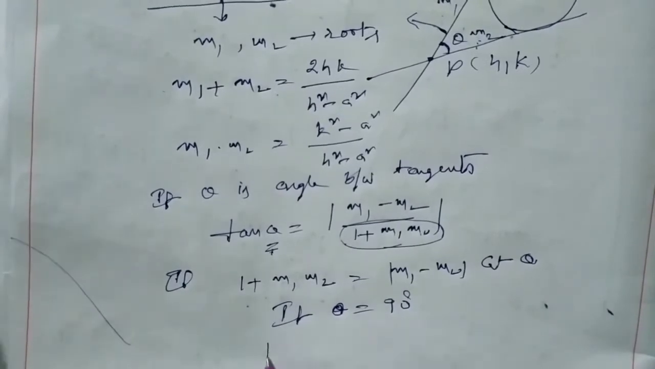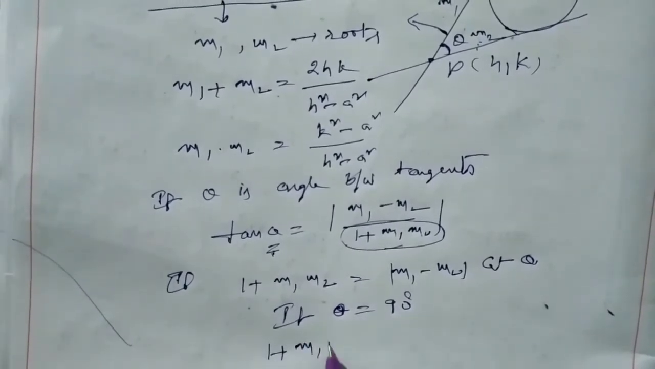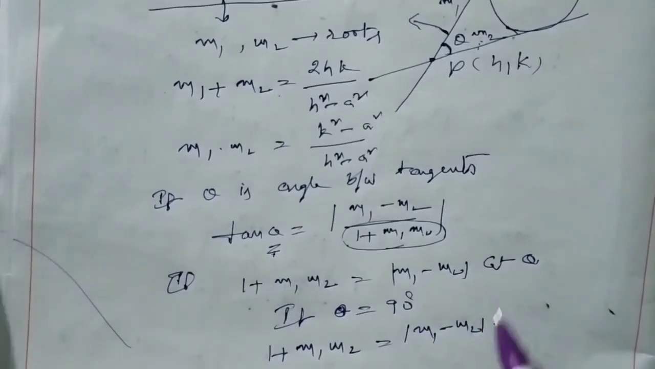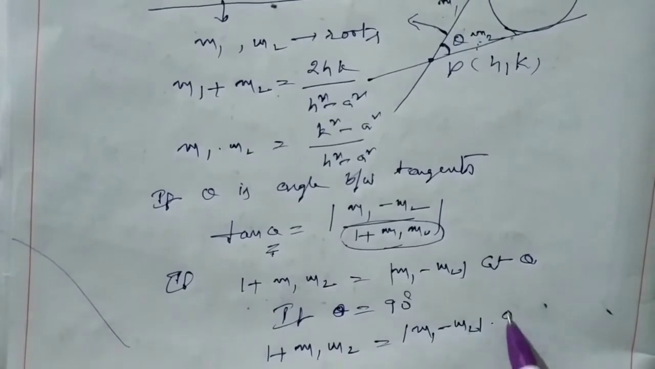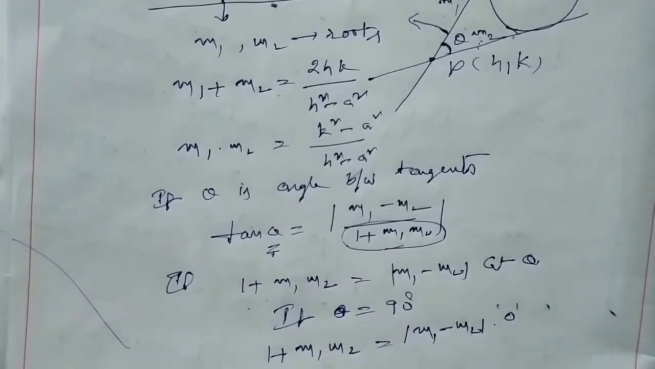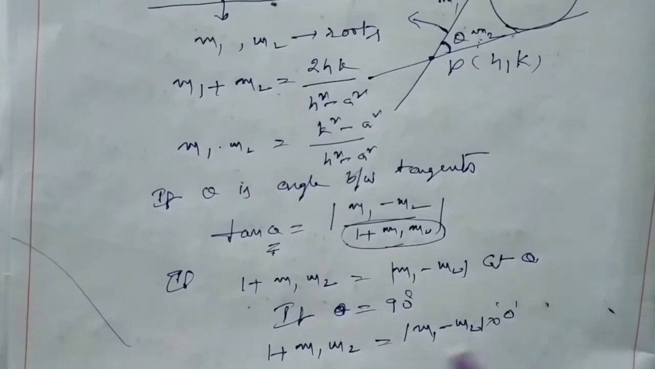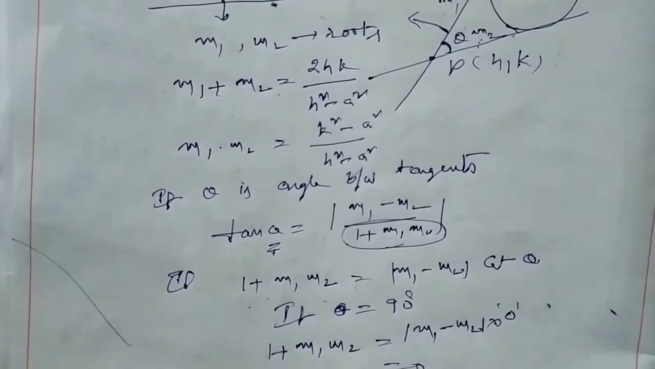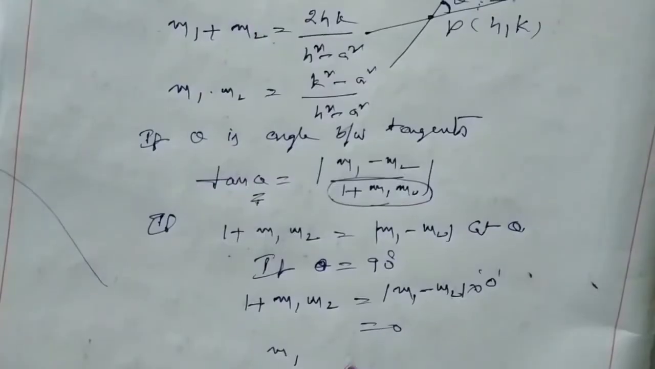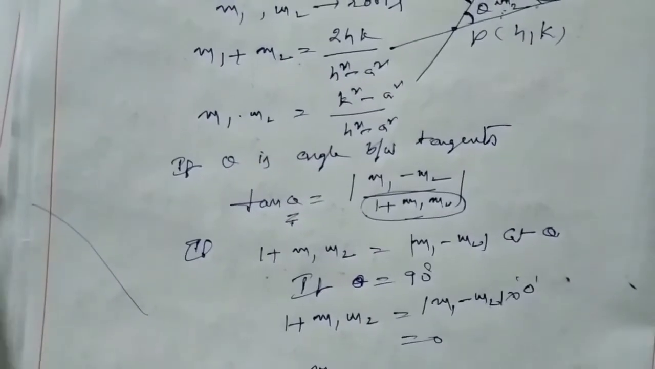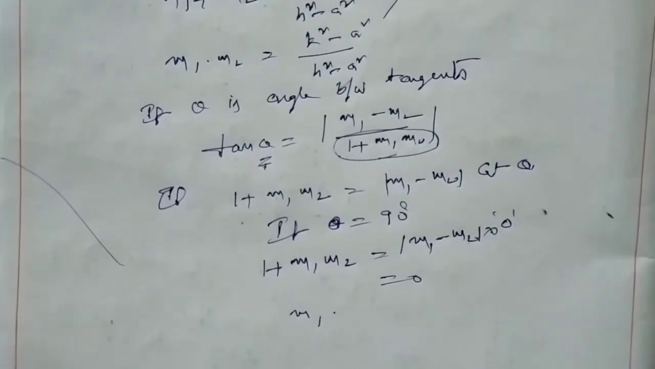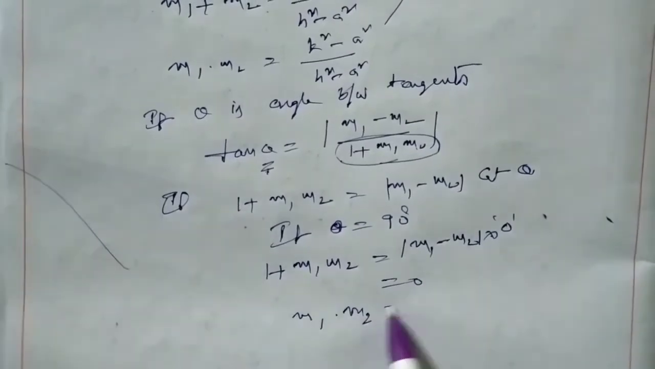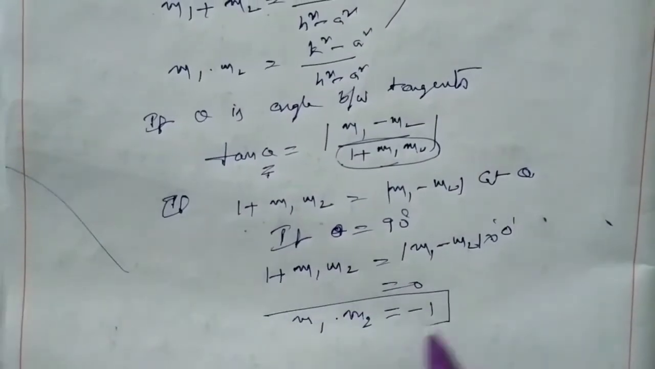So if theta is equal to 90 degrees, then 1 plus m1 m2 is equal to modulus of m1 minus m2 into cot 90. Cot 90 is equal to 0, since it is cos 90 by sin 90. So this product is entirely 0. That is, 1 plus m1 m2 is equal to 0. So whenever the angle between the tangents is 90 degrees, we can immediately write the condition m1 m2 is equal to minus 1.